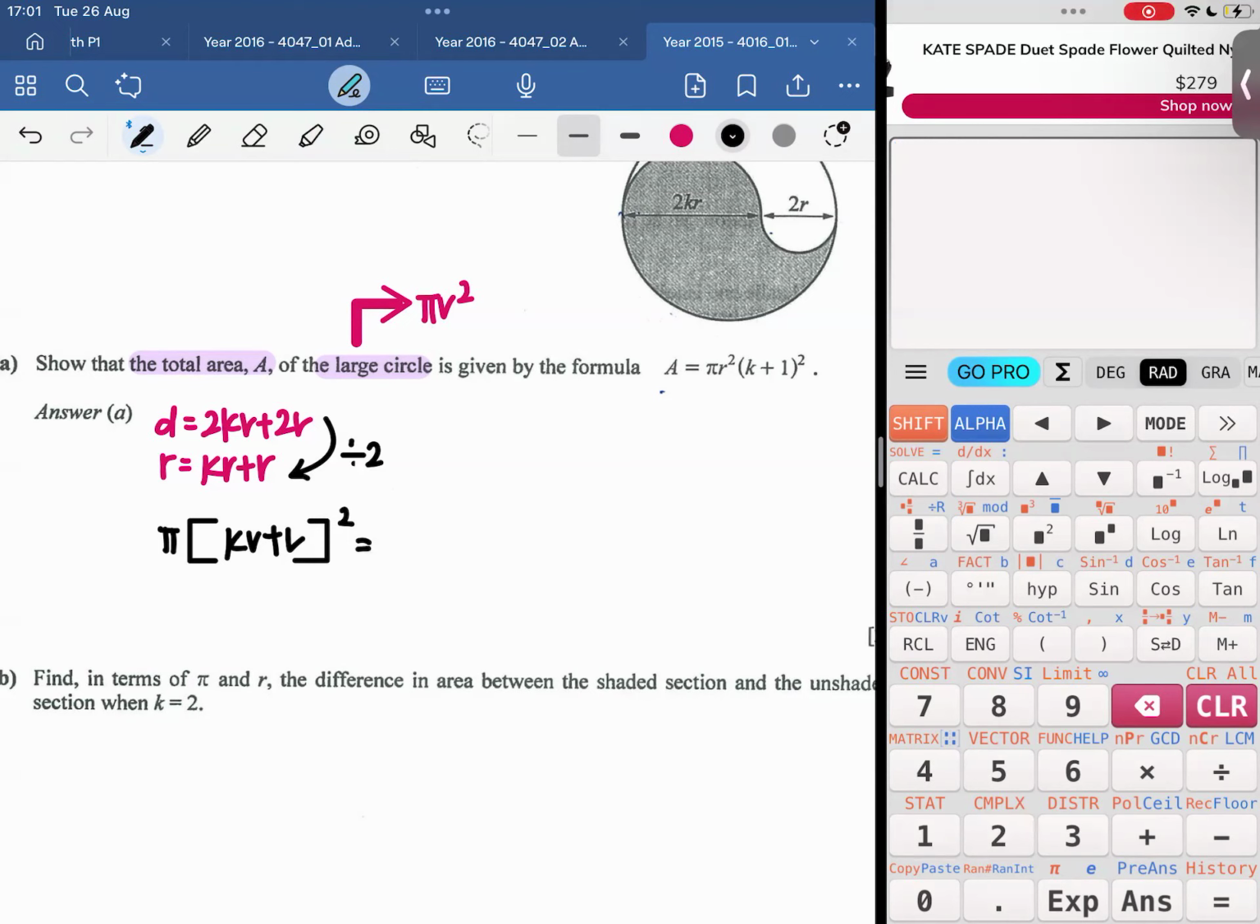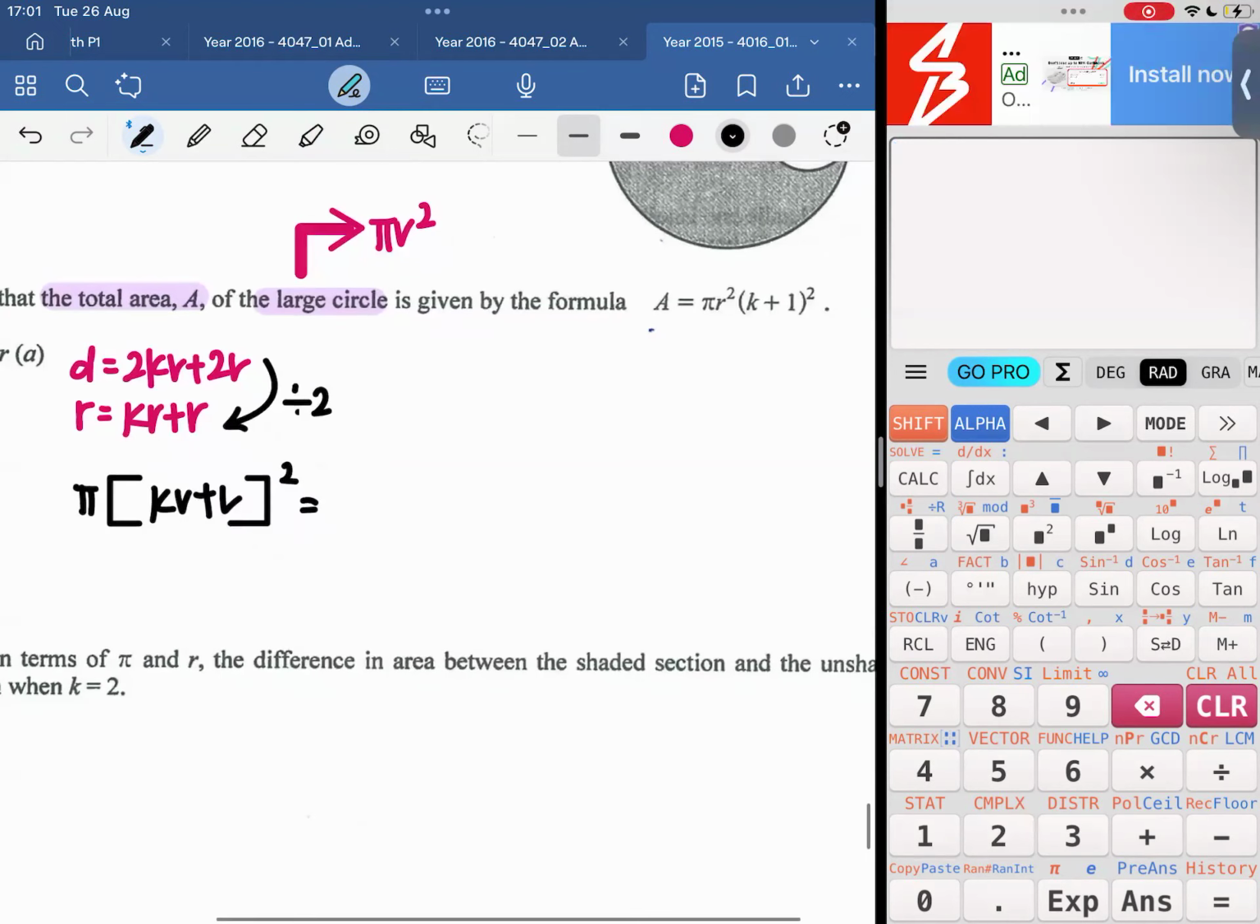Okay, is it smart for me to factorize? Let's see. Usually what we do is just expand, right? But I'm going to try to work towards that so that I don't have to go and expand.